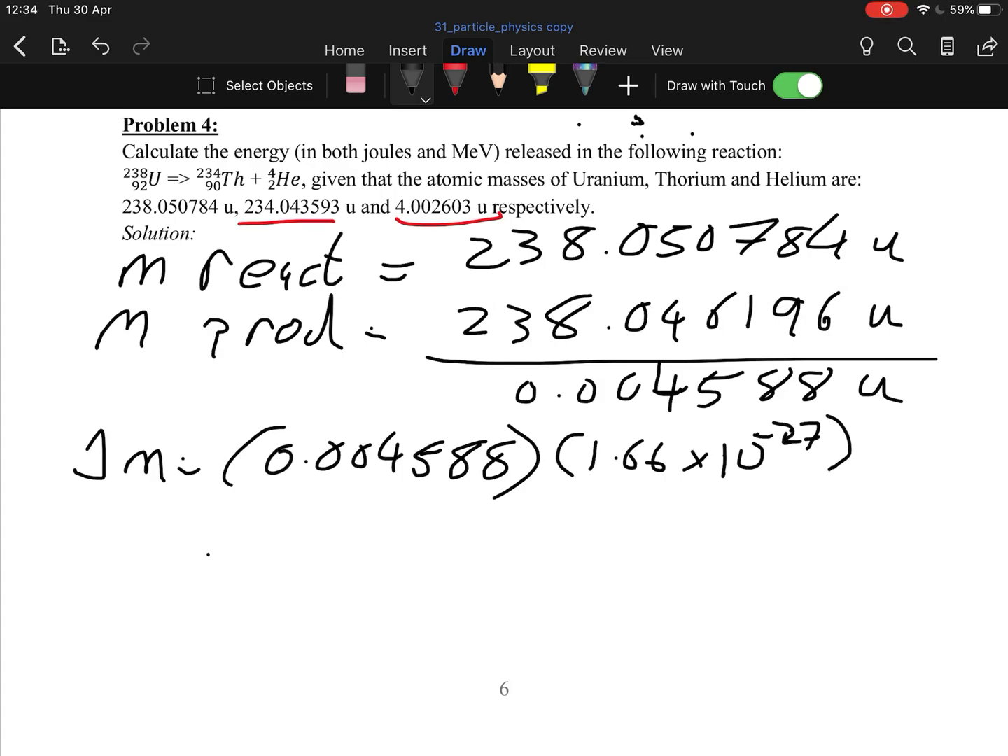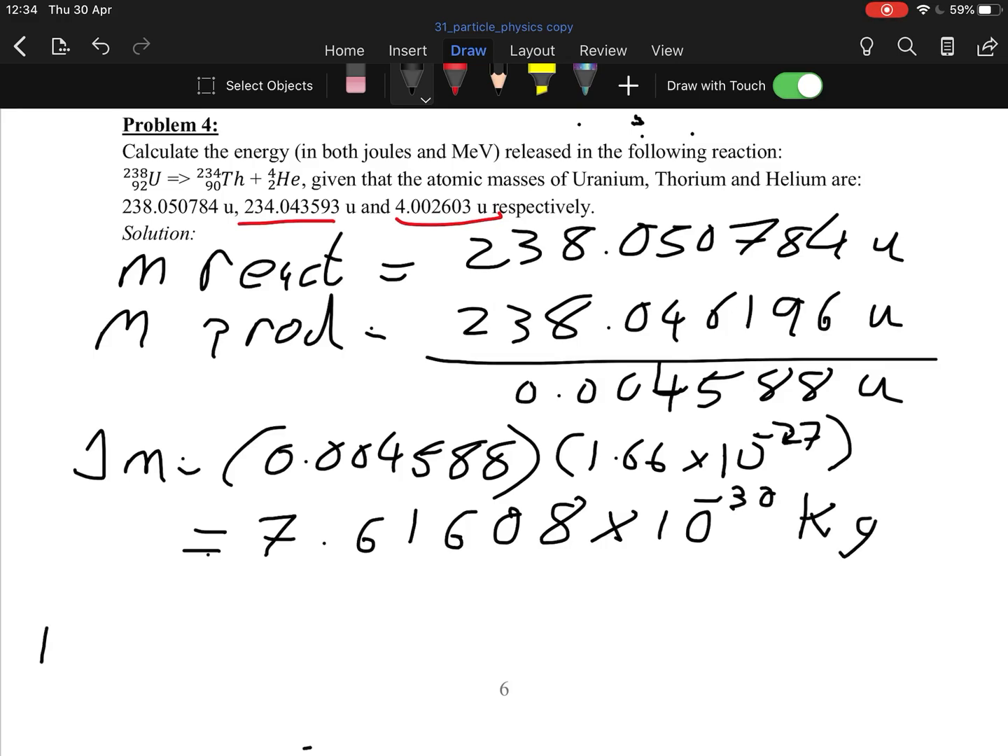And that gives us 7.61608 by 10 to the minus 30. See, we're now in kgs. So now we sub that in. E equals mc squared.